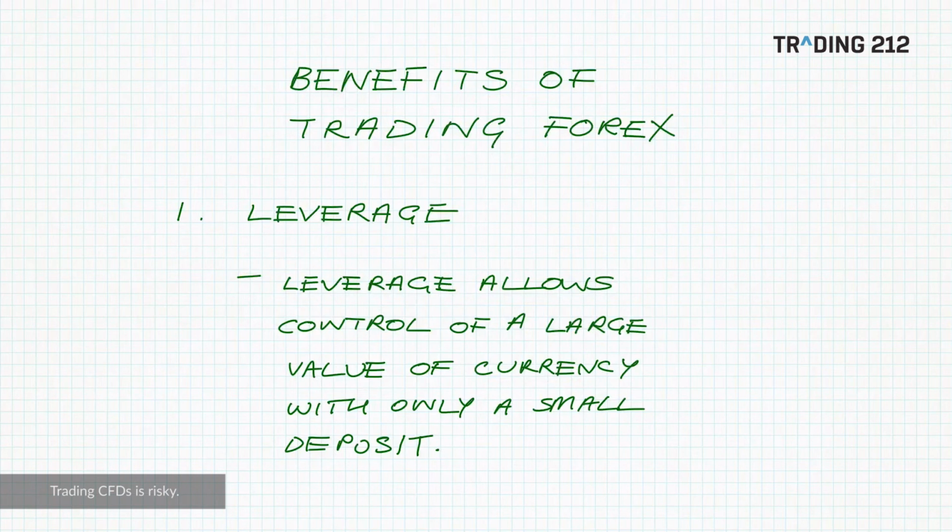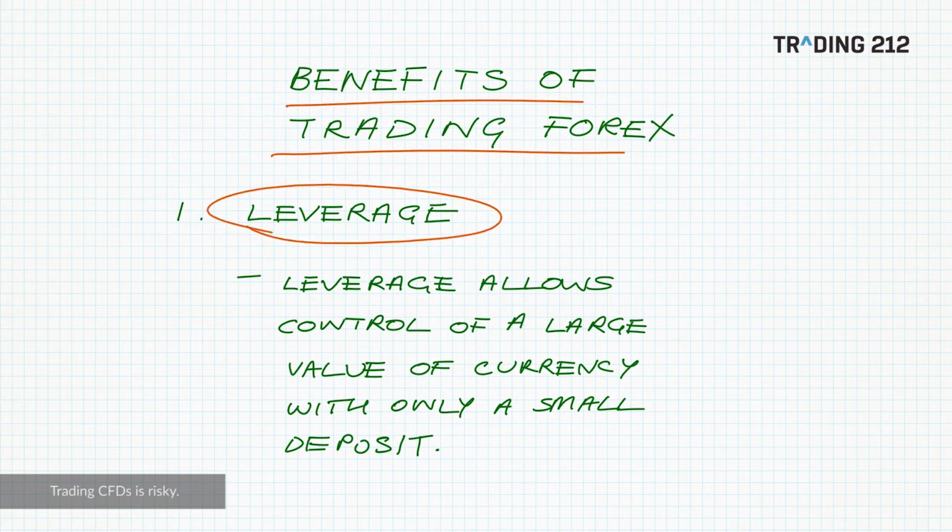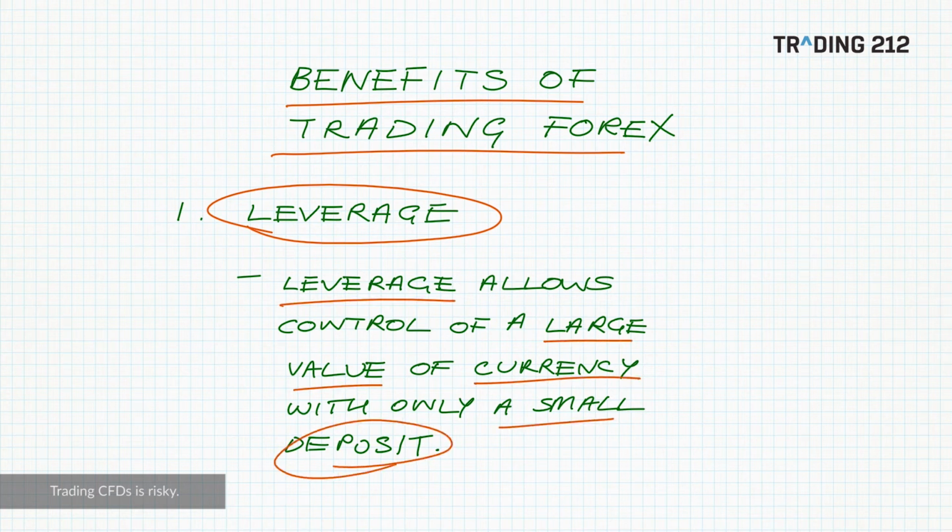Okay, so in our rundown of the benefits of trading Forex, the first item then is leverage. Leverage allows control of a large value of currency by only having to deposit a small amount. And this is what's known as trading on margin. So what we're going to do is to run through an example using dollar Swiss to illustrate how trading on margin works and both the risks and benefits of leverage. What we need to do first of all is to find out what the margin rate is for dollar Swiss, and we can find this out from Trading 212's app.